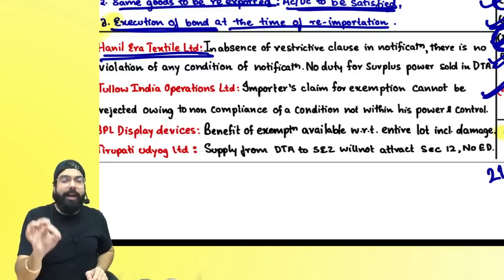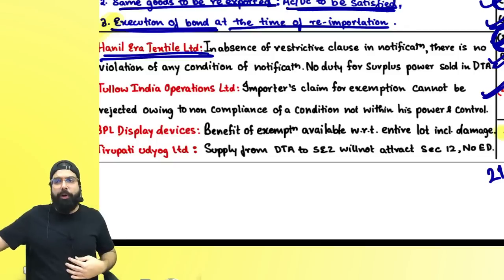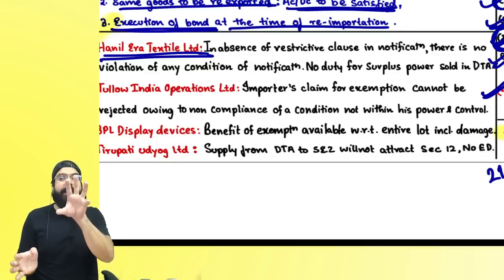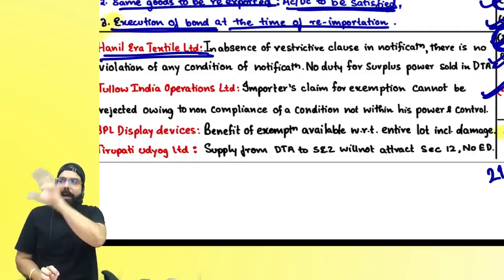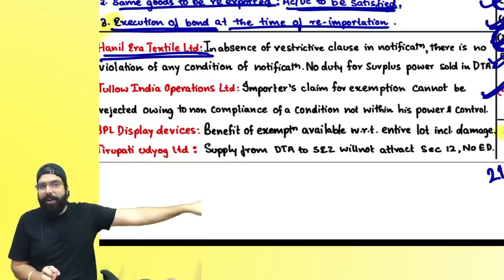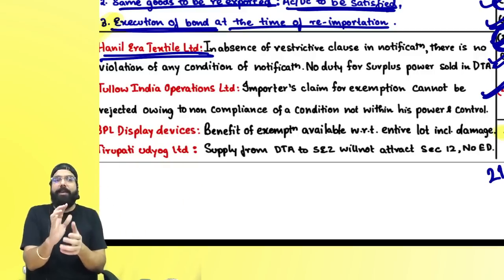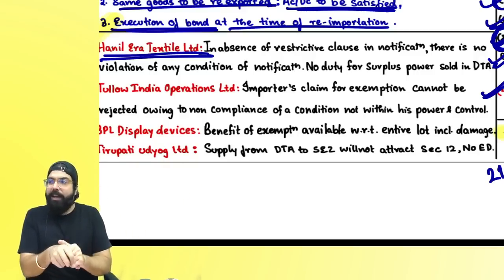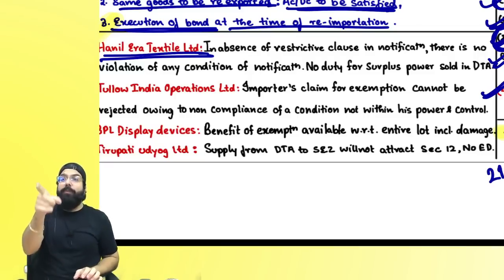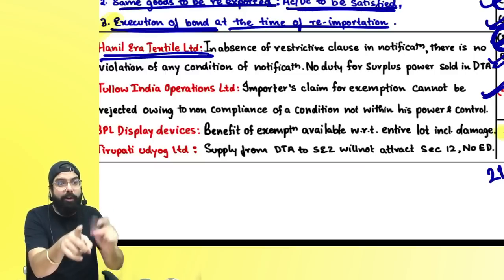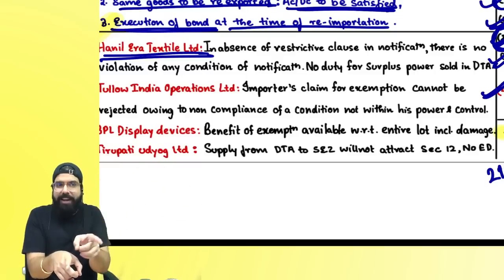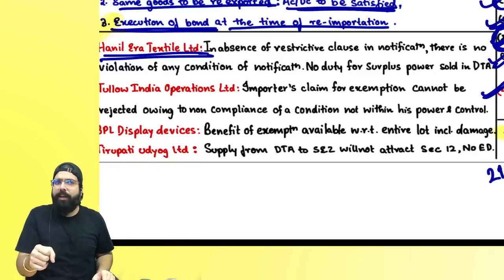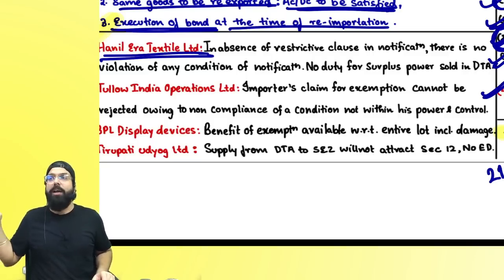Now, Hanil Era Textile did the same thing. They imported the DG set and furnace oil and generated electricity. Electricity was used in the production of goods and the goods were being exported. But there was some surplus electricity which they sold in the domestic tariff area, and the officer told them: selling electricity in the domestic tariff area, why did you do it? You are supposed to use it in making goods and export them. Why did you sell the electricity in the domestic tariff area? I want the duty on the furnace oil and the DG set.